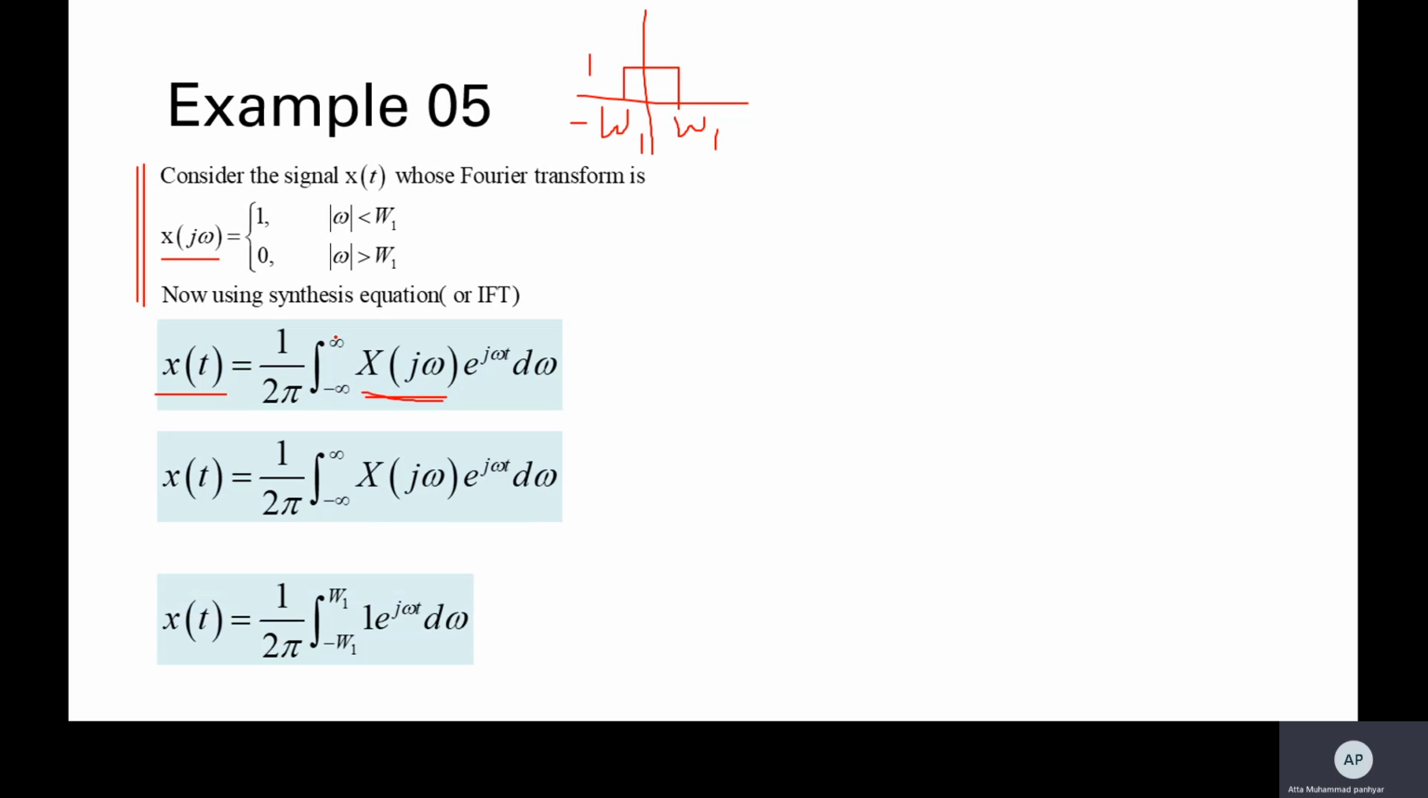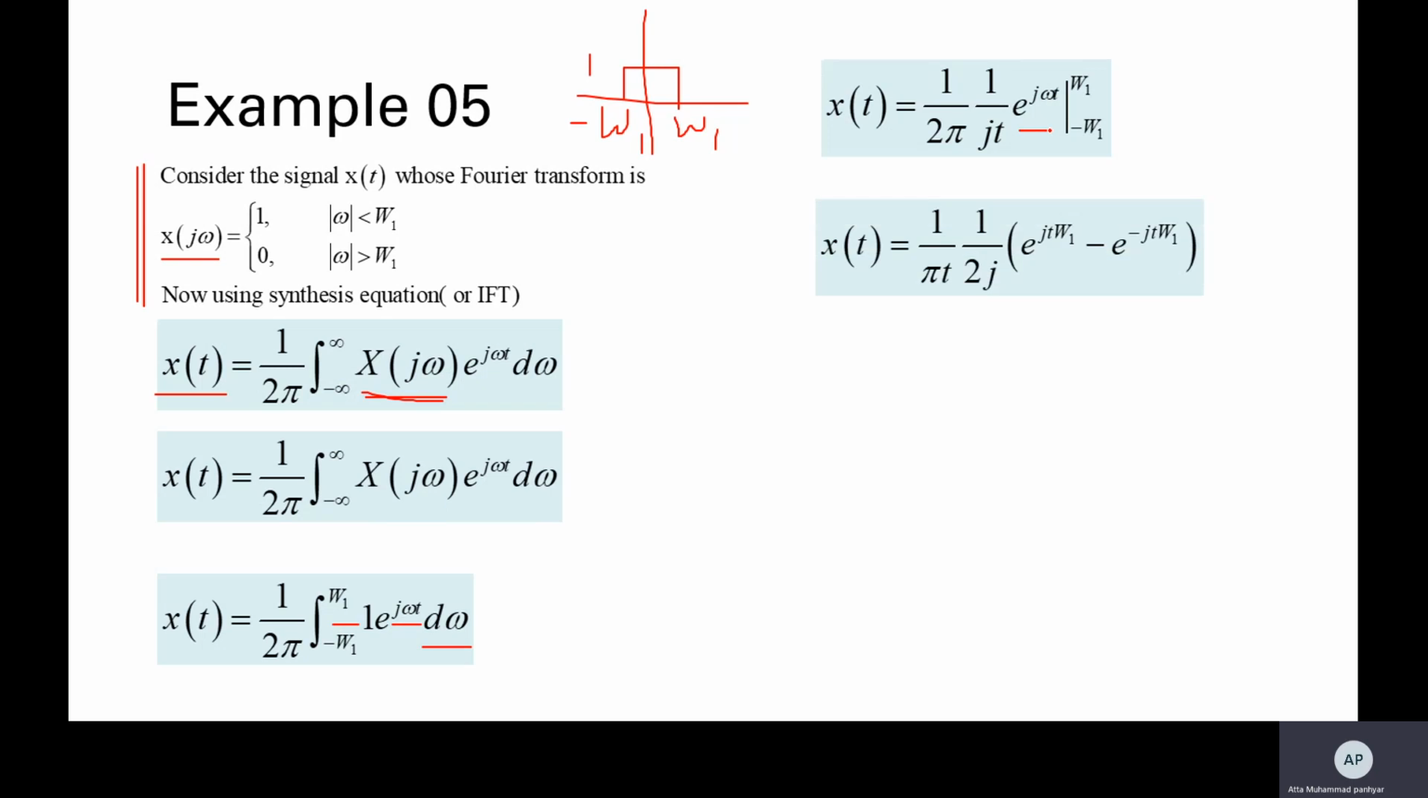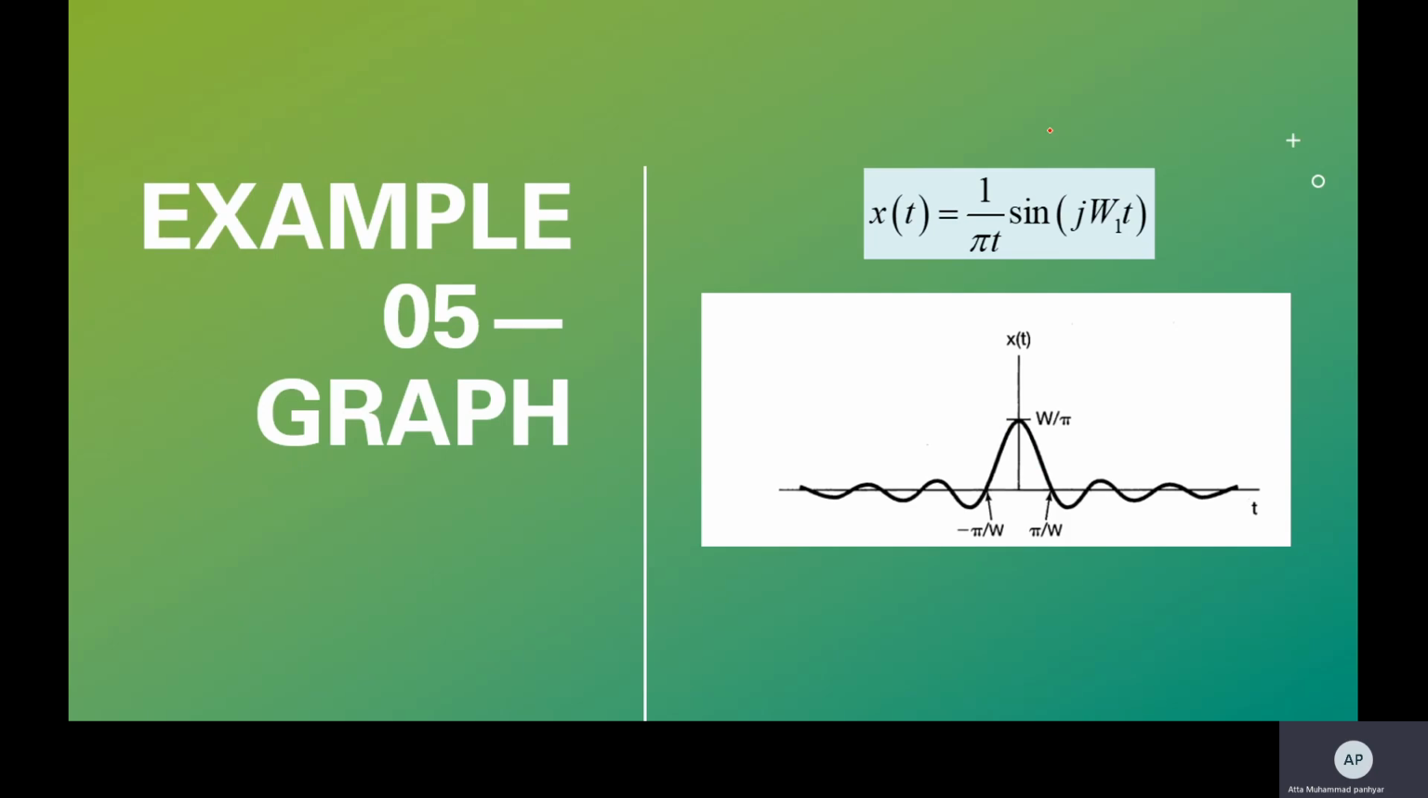And if we wish to compute the integral, we need the derivative of this function here. Now the derivative would be jt, because we are integrating with respect to omega now, right? So this would be jt upon jt, and because we were not interested in solving it in the integral, we will take it common here. And if we now solve this, this would be again a sine function, right? Upper limit minus lower limit, and you get 1 upon pi t sine w1 t. So this is the time domain signal. Now you see, this is t, and its highest amplitude is w1 by pi, right?